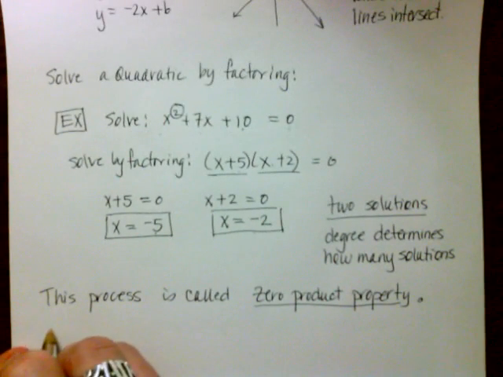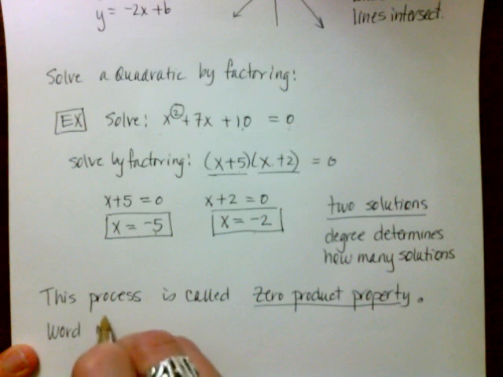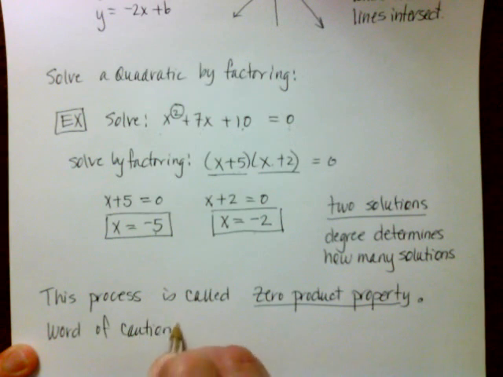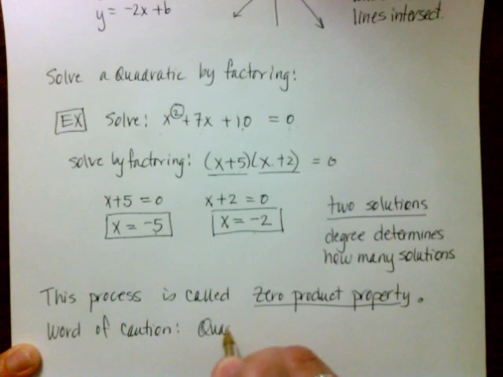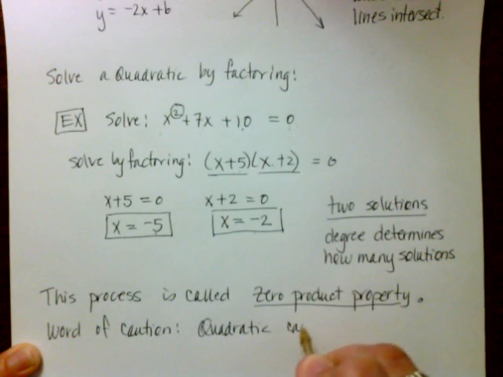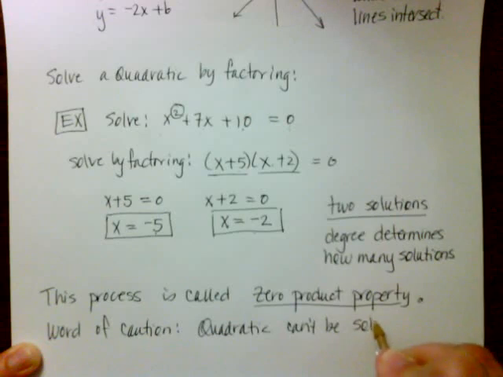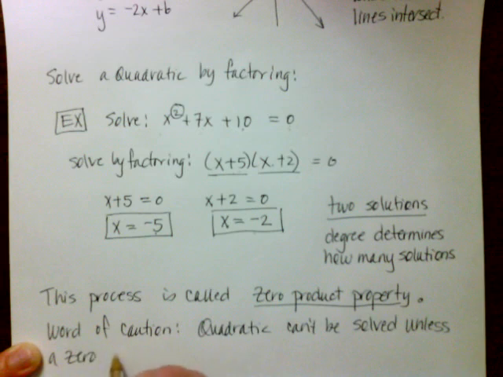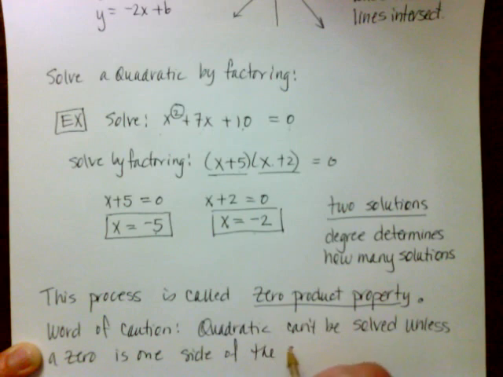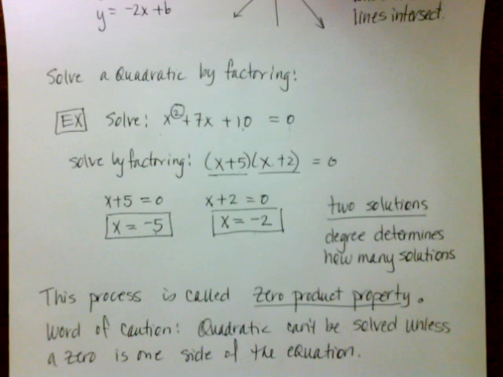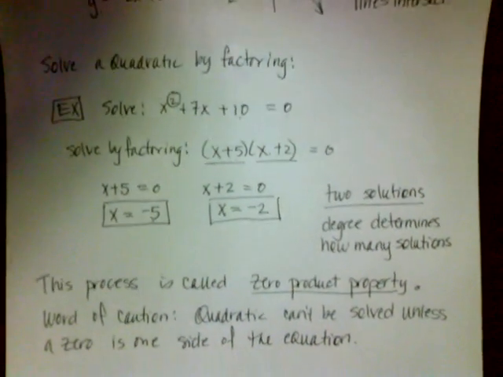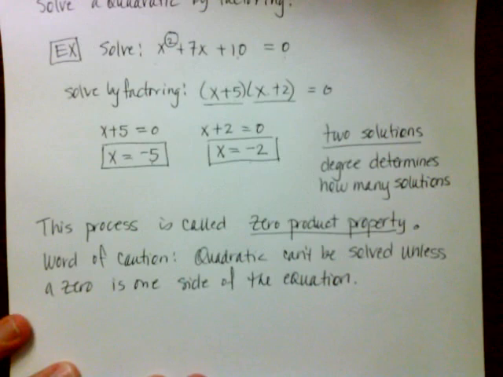All right? So I'm just going to write down my word of caution. A quadratic can't be solved unless a 0 is on one side of the equation. Just like we did up above, I can't solve a quadratic unless I have a 0 on one side of the equation. A couple of other interesting facts.